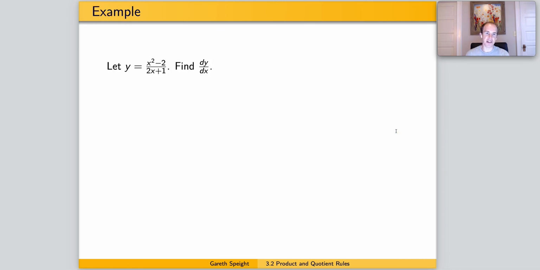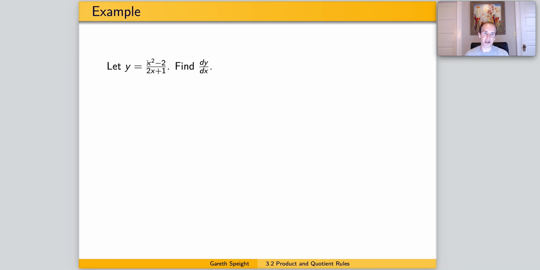For instance, here is an example. If y is x squared minus 2 divided by 2x plus 1, find dy dx. Remember we said that we can't split fractions along the bottom. So there's nothing we can really do to simplify this. I mean, we could split the top, but it doesn't make it easier. We cannot do anything to simplify the 2x plus 1. So we really need to use the quotient rule.